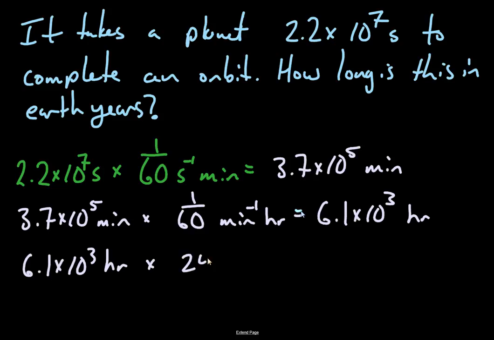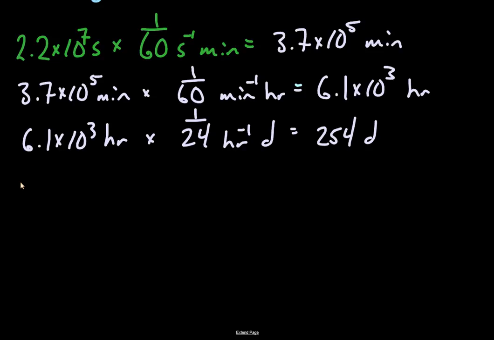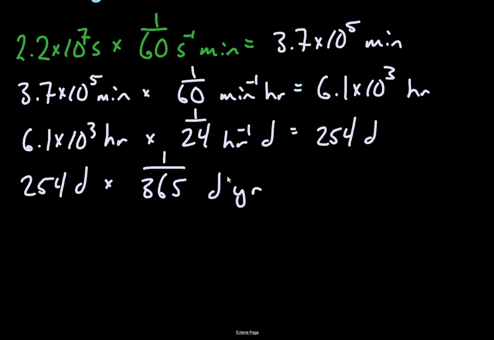And the next one is we have 24 hours every day. So we have 1/24 of a day every hour. So that leaves us at 254 days. And almost there. 254 days times 365 days per year. Or every day is 1/365th of a year. You get about 0.7 years.